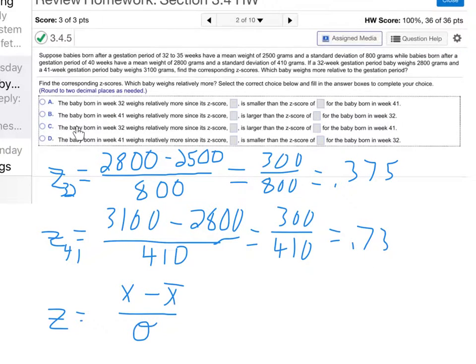And so let's see, I think that would be B. The baby born at 41 weeks weighs relatively more, since its z-score of 0.73 is larger than the z-score, rounded to two places, of 0.38 for the baby born after 32 weeks.